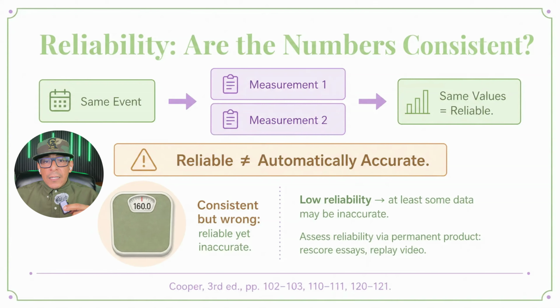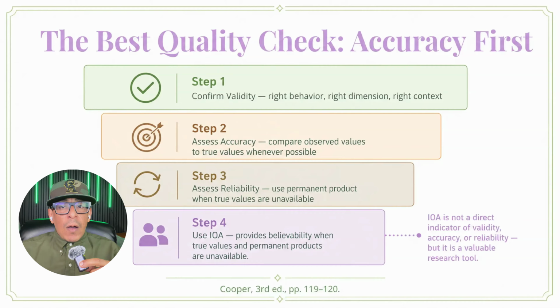Cooper explains that assessing reliability requires a natural or contrived permanent product so the observer can measure the same behavioral events. Examples include rescoring essays or replaying and rescoring video recordings of behavior. On the exam, if the same event is measured again to see whether the same value is obtained, think reliability. Cooper gives a practical hierarchy for evaluating measurement quality.